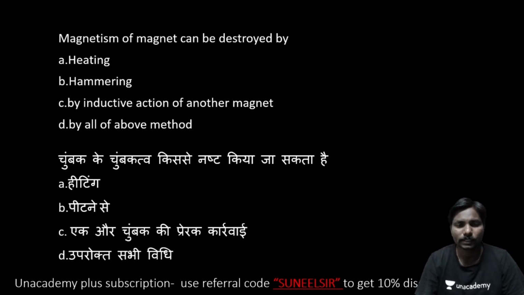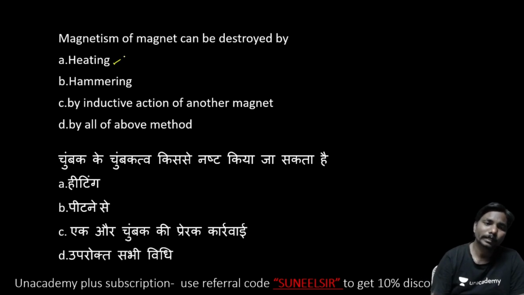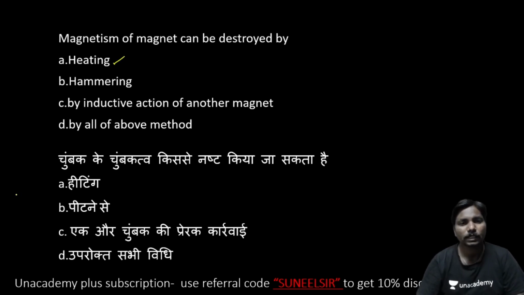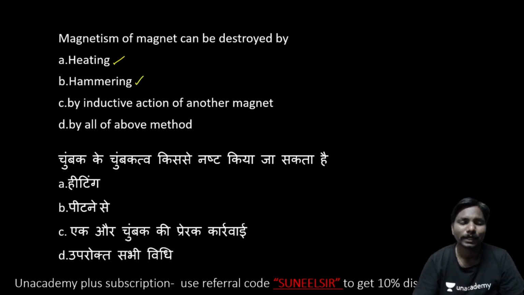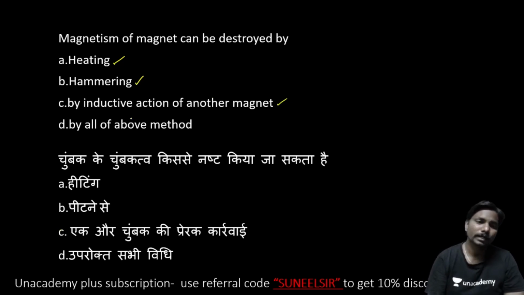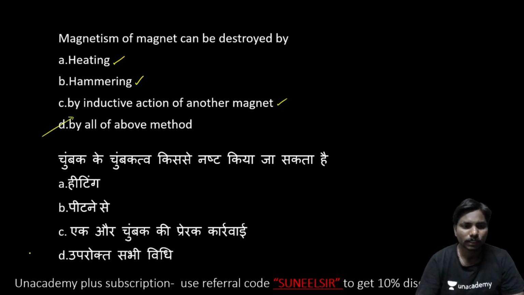Coming to the next one: magnetism of a magnet can be destroyed by dash. How can we destroy the magnetism of a magnet? If you increase the temperature, that means if you heat it, the magnetism can be destroyed. Hammering, that means if you hit the magnet, its magnetism is also destroyed a little bit. Inductive action, the opposite action of another magnet, can also destroy the magnetism. So we can say all of the above methods.